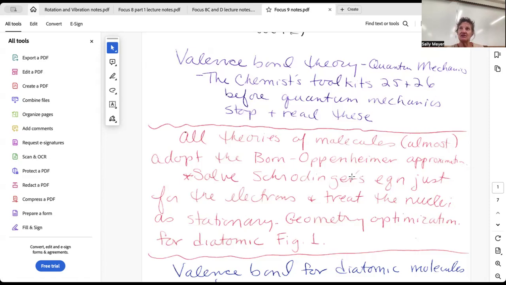The approximation basically says that a proton and a neutron are about 2,000 times the mass of an electron. So any nucleus with many protons and neutrons in it is going to be so much heavier than an electron, and moving so much slower, that you can solve Schrödinger's equation by setting the positions of the nuclei, solving Schrödinger's equation for the electrons, then resetting the positions and solving again. And what you get out of that, let's take a quick look at the figures.